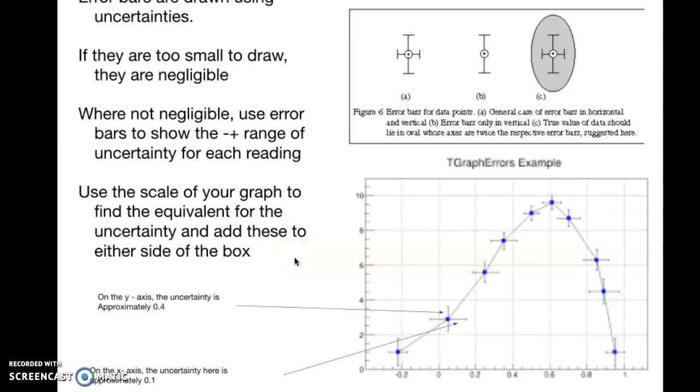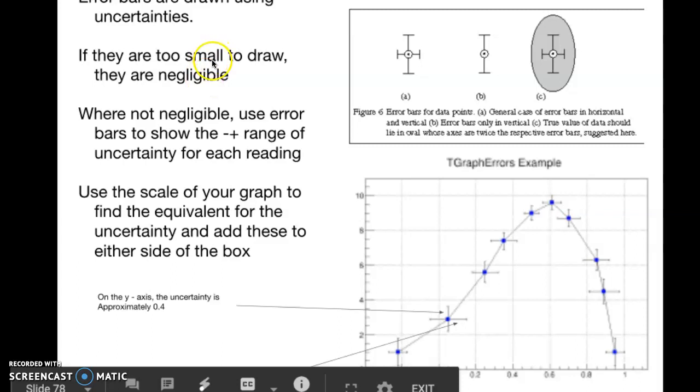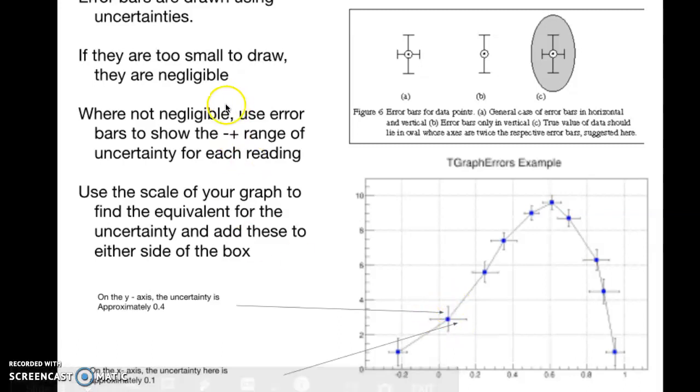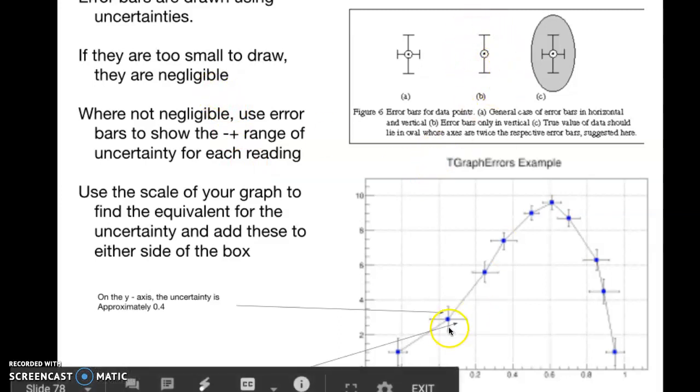Now, why is there sometimes a box and sometimes there isn't? Well, if your uncertainty is too small to draw, so let's say your uncertainty here was 0.001, using this scale you can barely see 0.01. It's negligible. So if your error bar is too small compared to the scale that you're using, then you just assume that it's negligible, and you end up with this situation here. But if they're actually valid in 2 different directions, then you end up with this kind of square arrangement.